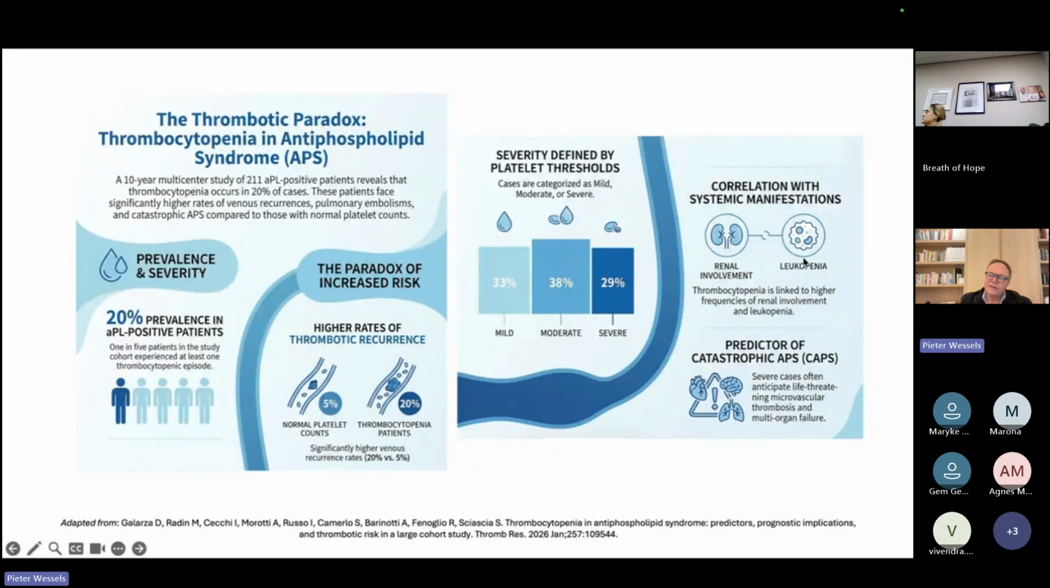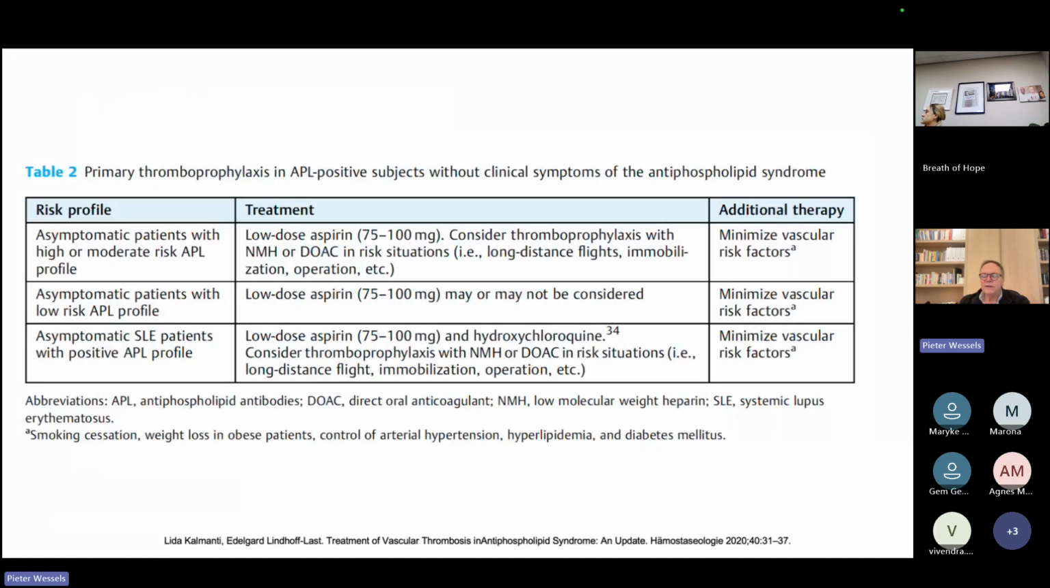There's a correlation with systemic manifestations, but in my mind, the biggest concern is that thrombocytopenia is often a predictor of catastrophic antiphospholipid syndrome, which we're all really scared about. So don't underestimate the platelet count changes in a patient with antiphospholipid antibodies.